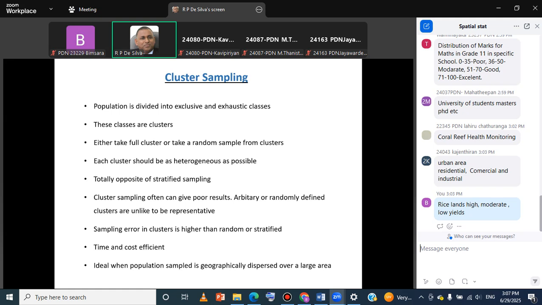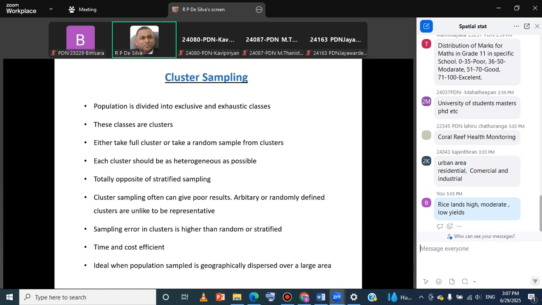Say, if you say elevation-based strata, low country, you have low elevations throughout the area, it is low, right? But in a cluster, it has to be as heterogeneous as possible. So basically, it has to have everything. Totally opposite of stratified sampling. Cluster sampling often can give poor results. Arbitrary or randomly defined clusters are unlikely to be representative. Sampling error in clusters is higher than random or stratified. Here, sampling error is higher, but it is time and cost efficient.